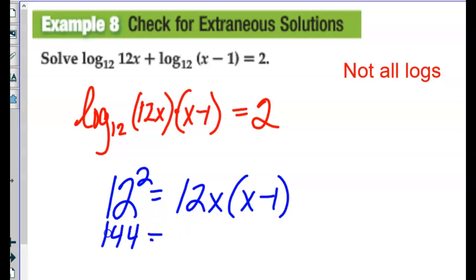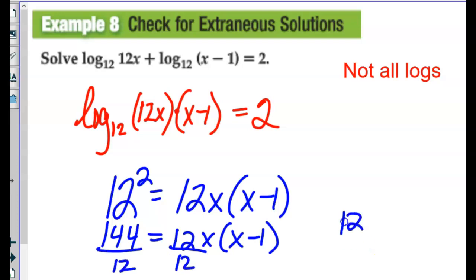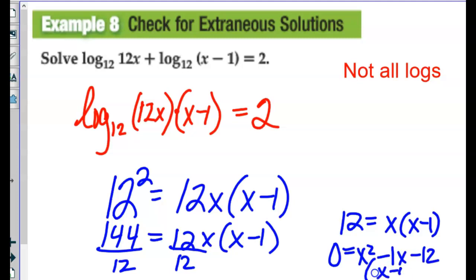Before I even distribute, could I divide 12 on both sides? Yeah, I actually could. You could distribute it, but eventually you'd be able to divide it out. Factor it out. So we have 12 equals x times x minus 1, or 0 equals x squared minus 1x minus 12. That's going to factor minus 4 plus 3, which gives us negative 3 or 4. Both of those going to work? Yep, not the negative 3.